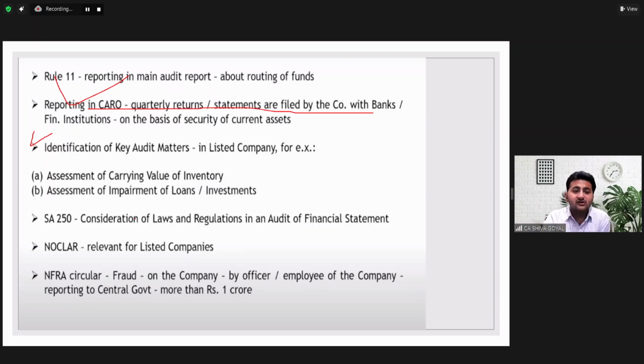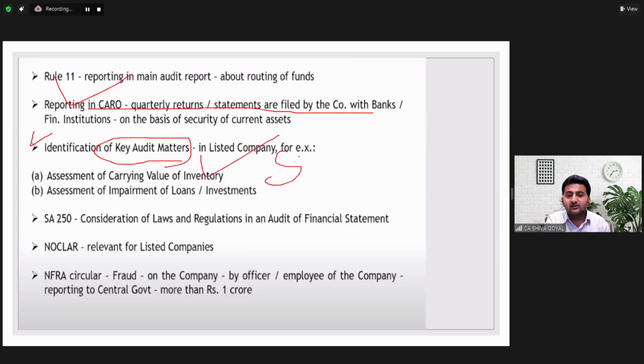So you need to see, as per the standard on auditing and also as per the CARO report, that the auditor must check, keeping in mind the larger, broader perspective, and should have knowledge of all the regulations in place for real estate companies. Then, identification of key audit matters.